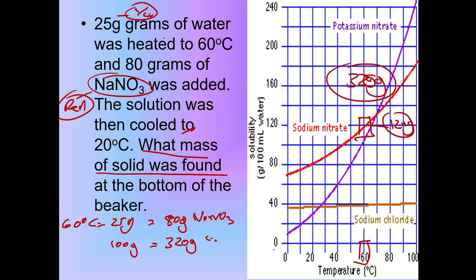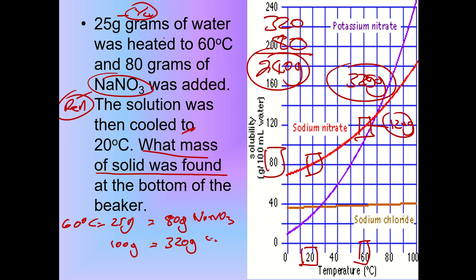Okay, now we're going to cool this down to 20 degrees Celsius. Okay, so let's cool it down to 20 degrees Celsius, and we are on the red line. Yeah, we're on the red line. Okay, so at 20 degrees Celsius, you will be able to dissolve 80. So at the start, I had 320. I'm going to cool it down to 20 degrees Celsius. Now I can only dissolve 80, so I'm going to have 240 grams lying at the bottom of this beaker.